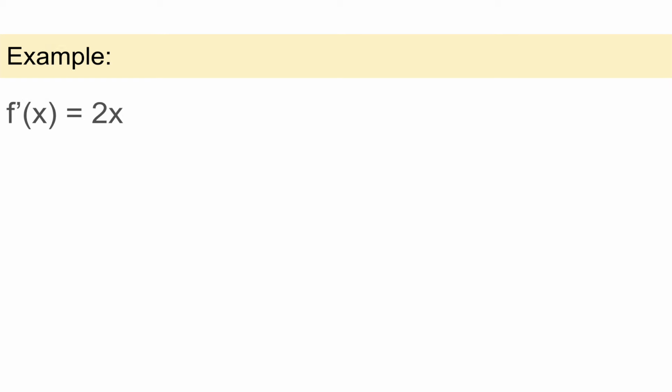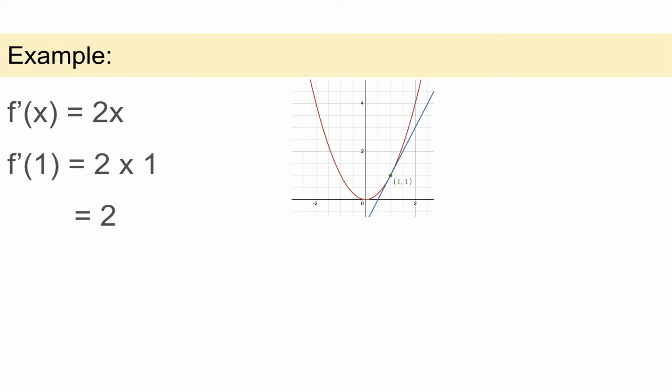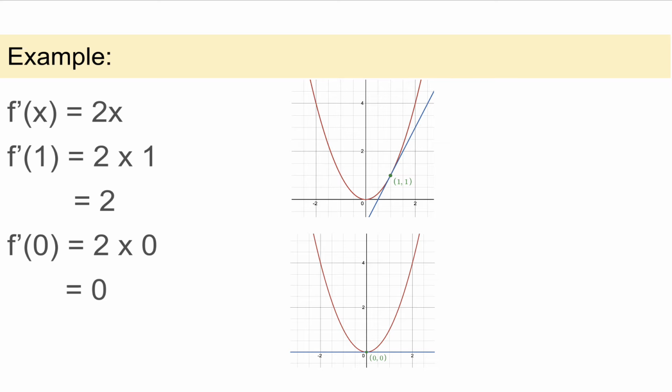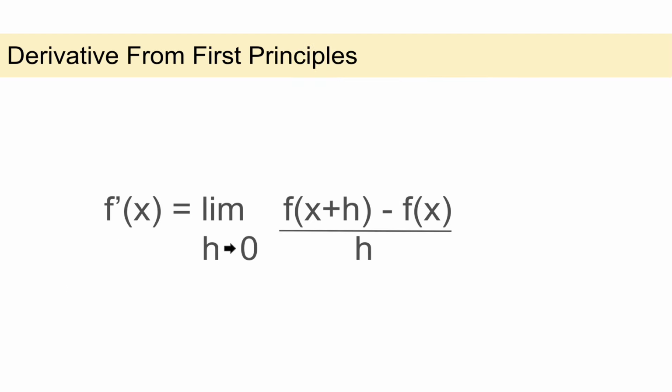I can use this new function to find the value of the gradient for any value of x. For example, the derivative when x equals 1 is equal to 2. The derivative when x is equal to 0 is equal to 0. This is the way to calculate the derivative for any function. In real life, we notice there is a pattern and we use a shortcut method.